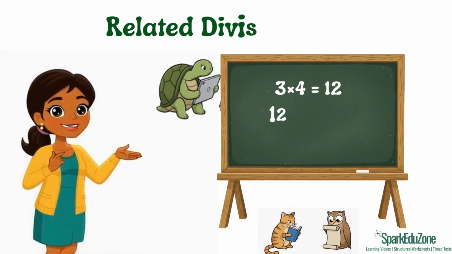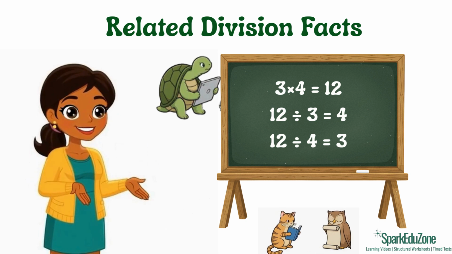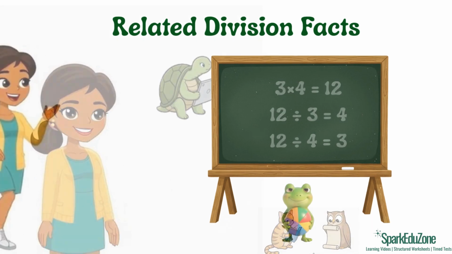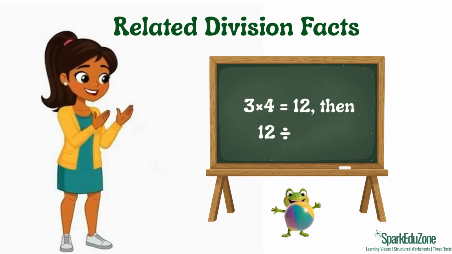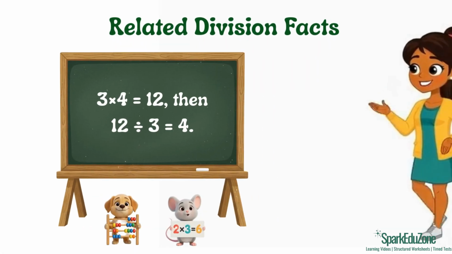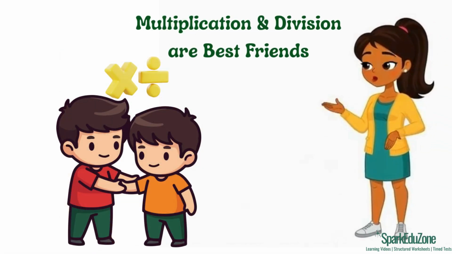3 times 4 equals 12, 12 divided by 3 equals 4, 12 divided by 4 equals 3. And here's a secret, mathematicians. You can use multiplication to find division facts. If 3 times 4 equals 12, then 12 divided by 3 equals 4. Multiplication and division are best friends.